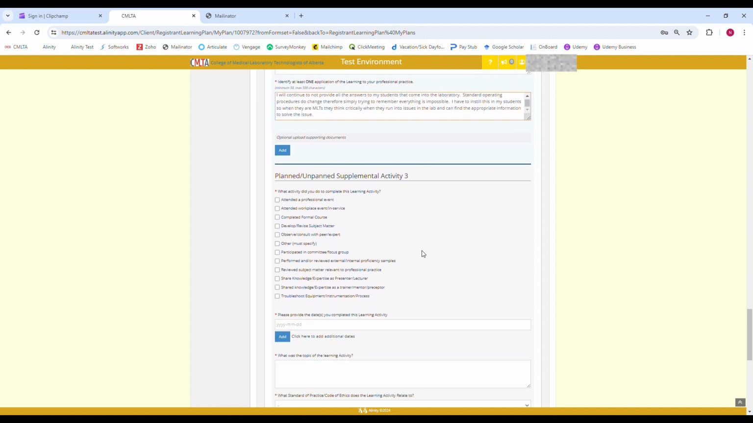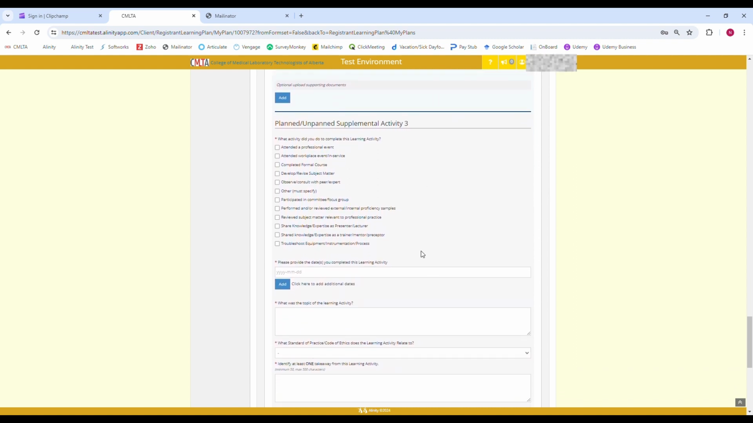The MLT will be required to add one more unplanned supplemental activity. Again, this does not need to be related to any standard of practice entered in your learning plan. This allows MLTs to include learning that occurred that was not planned but still impacted their professional practice. For this example, the MLT chose performed and/or reviewed external/internal proficiency samples.